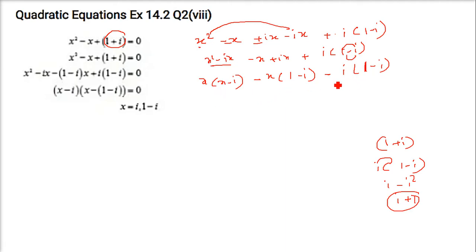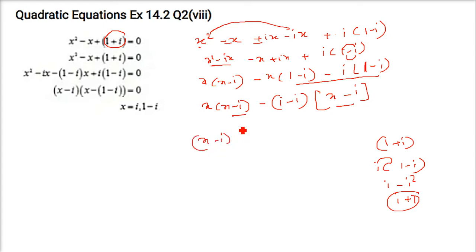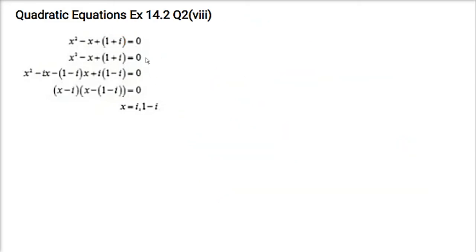So now here you can take 1 minus i common from here, x minus i. You can take 1 minus i common from here. You get x inside minus i. Now x minus i you can take common, x minus i. You get x minus 1 minus i. Now if you put this x minus i equal to 0, x will be i. If you put this equal to 0, x will be equal to 1 minus i. So this is the solution.